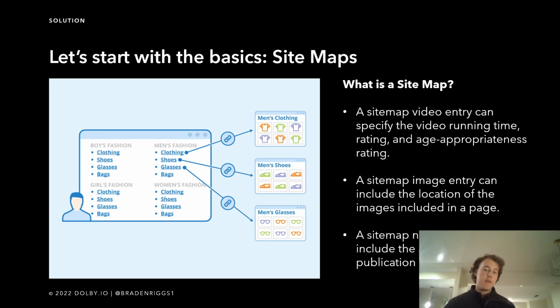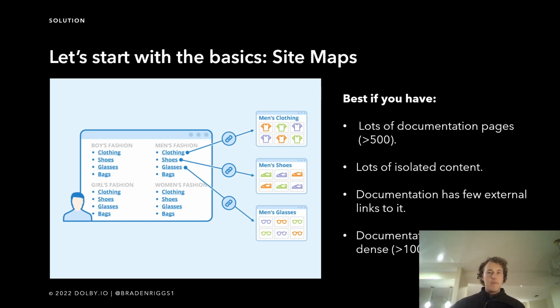They can also include information about things like videos that you have on there. A video entry can specify things like the runtime of a video, the rating, the age appropriateness, or there are ones for images. Images can include things like where the image is located on the page, if it has captions, if it has alt text, that sort of stuff. So that's sitemaps.